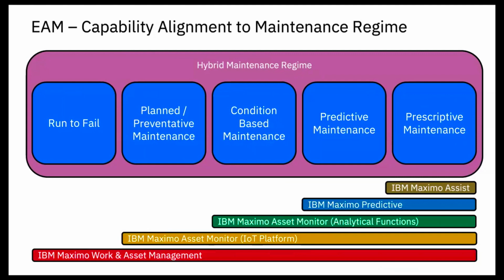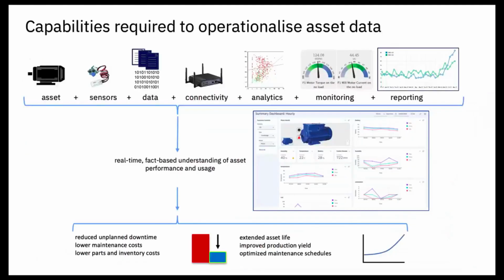Moving into, again, Asset Monitor still, but where we start to use more analytical functions around the condition-based maintenance and the trending of data and taking actions and insights from that data. Through to IBM Maximo Predict, which covers our predictive models. We'll be coming into some of this in following sessions. And then finally, IBM Maximo Assist, which covers the prescriptive maintenance part of this process in connecting experts throughout your organization. So now I'm going to hand over to Sven, who will start to discuss some of these in a little bit more detail. Thank you.